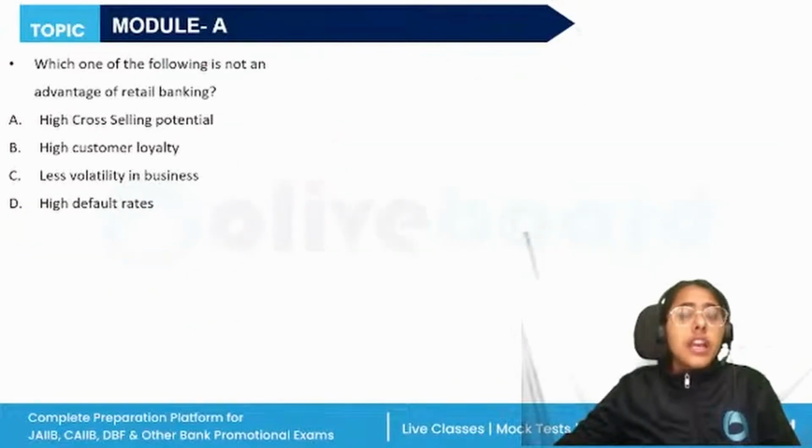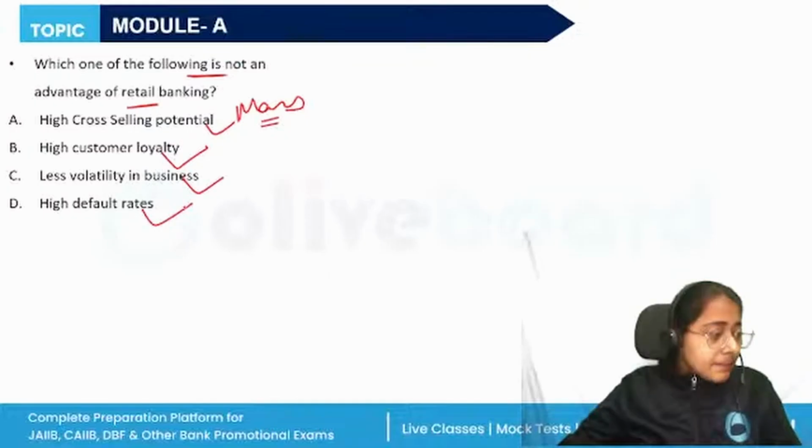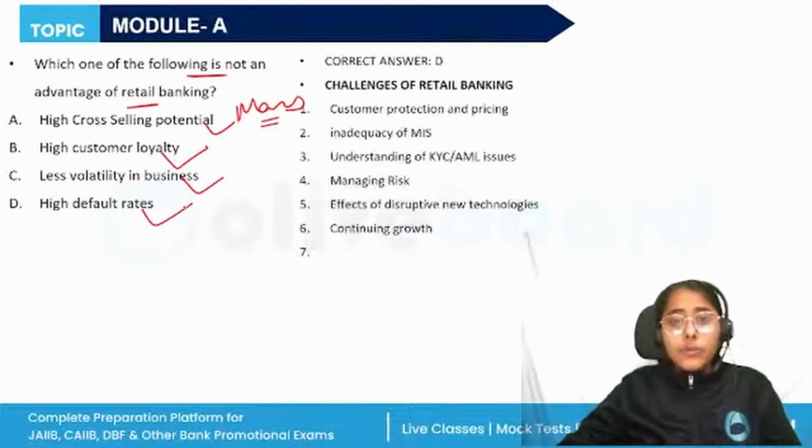Then the next question: which of the following is not an advantage of retail banking? There are certain constraints or disadvantages of retail banking. High cross-selling potential we have already seen, because of the mass customer segment we can cross-sell and upsell. Then high customer loyalty, less volatility in business, or high default rates. So the correct answer here will be option D. High default rates is not an advantage.